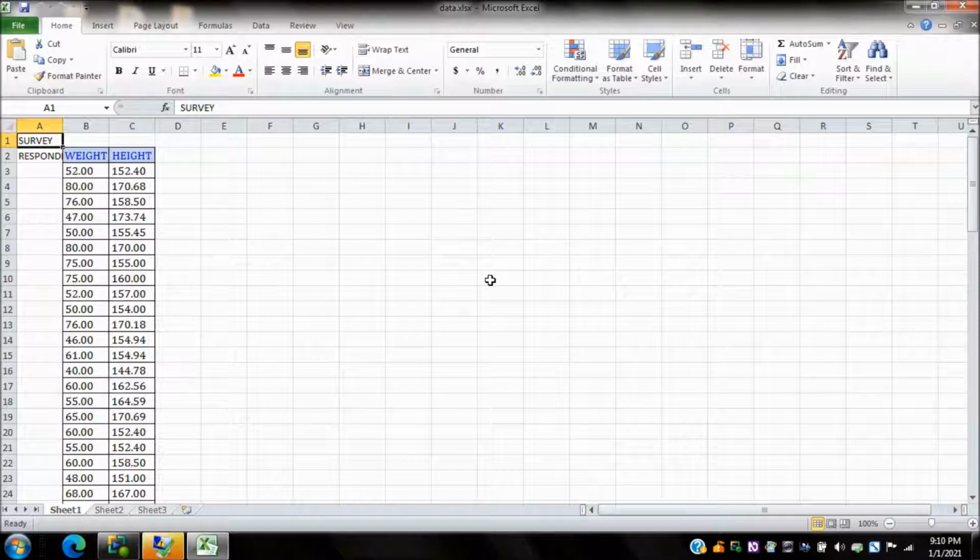On cell A1, Survey 1. So here's a label, survey, and going down, A2, I have respondents, and this is a column header. On B2 I have weight, and on C2 I have height. And under each column header, particularly for weight and height, I have some data here, around 70 plus data.